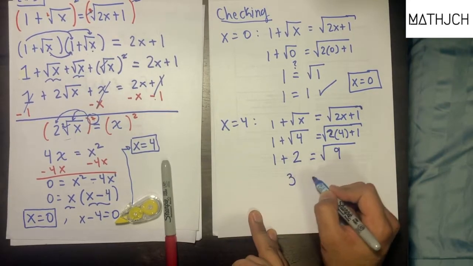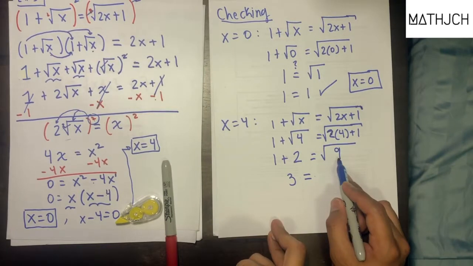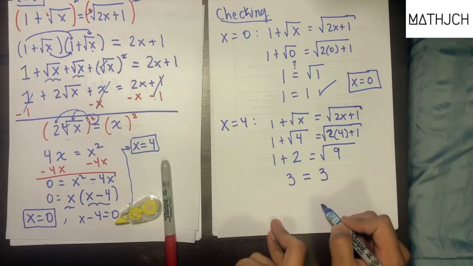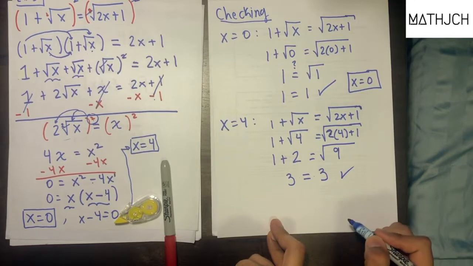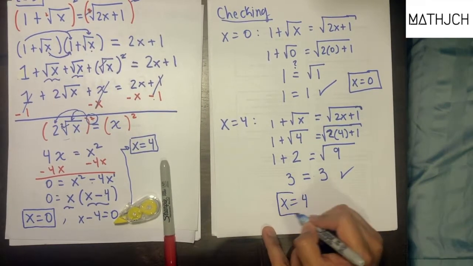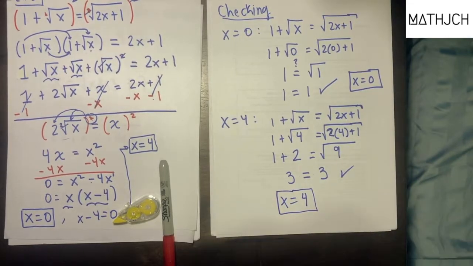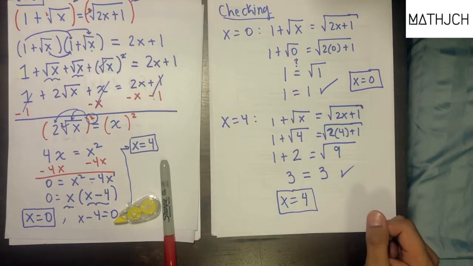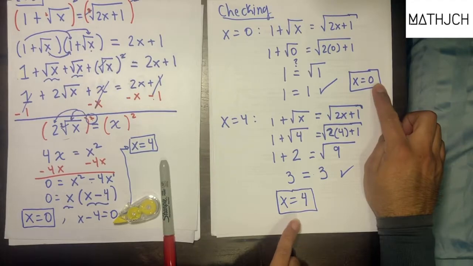And 1 plus 2 is 3. Now, the square root of 9 is also 3, right? So it checks out. So our other solution is x equals 4. So both solutions check out. So for this example, our two solutions are x equals 0 and x equals 4.